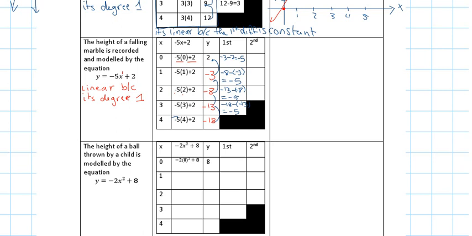Okay? So I know it's linear because the first difference is constant. When you're doing this, if you notice that your first difference is not constant and you know that your equation is linear, go back and check your work. That means you've done something wrong. We're expecting this because we know that the equation is linear. We know that it's degree 1. Are we good with that? Okay.